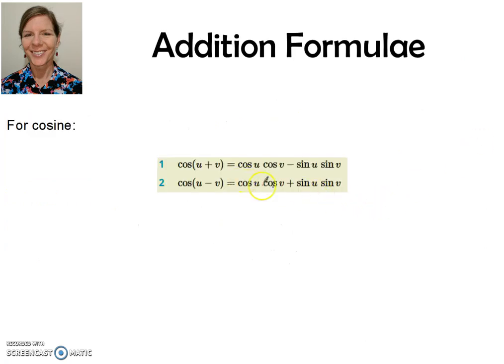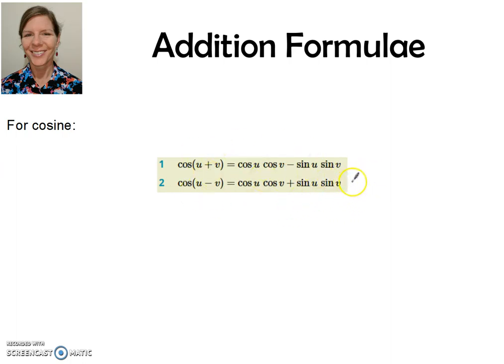Right, for cosine, so same thing, u plus v or u minus v. So this one is cos of both, so cos of the first, cos of the second, minus sine of the first, sine of the second. So these are opposite signs here. Okay, and then here it's cos of the first, cos of the second, plus sine of the first, sine of the second. Okay, so you will eventually find yourself memorizing these, even if you don't really want to. It's the kind of thing that sticks in your head.